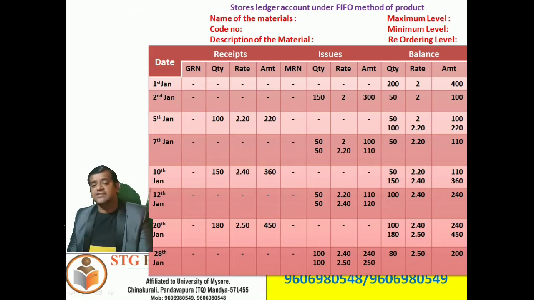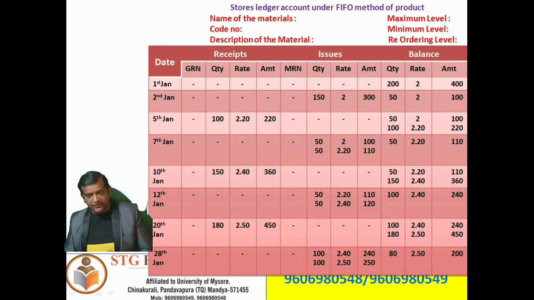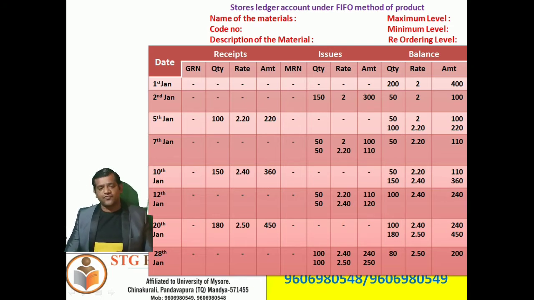On 20th January, there is a purchase of 180 units at rupees 2.50 per unit. So 180 into 2.50, the amount comes to 450 rupees. The issue columns are dash, dash, dash, dash. So the balance will be 100 units at rupees 2.40, that is 240 rupees. Then 180 units at rupees 2.50, 450 rupees.